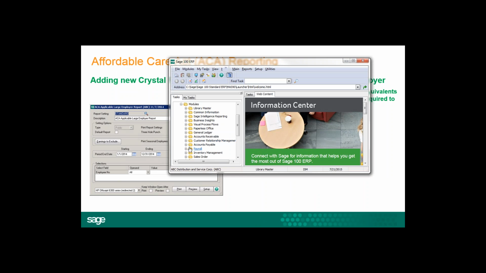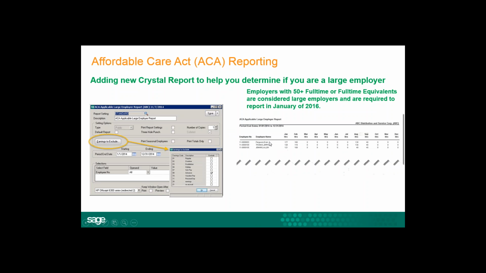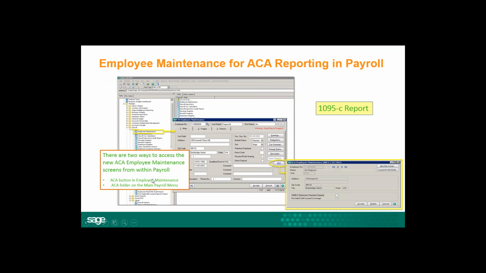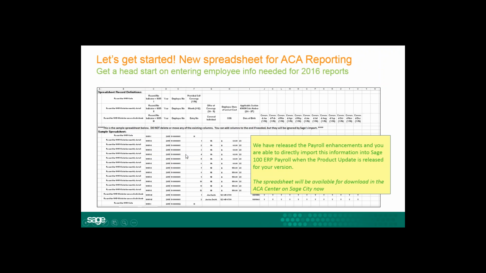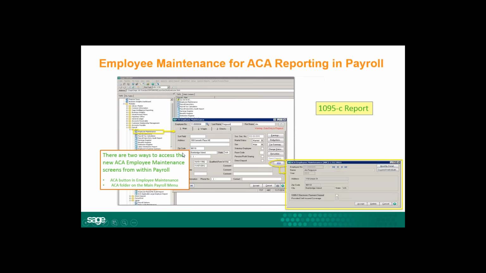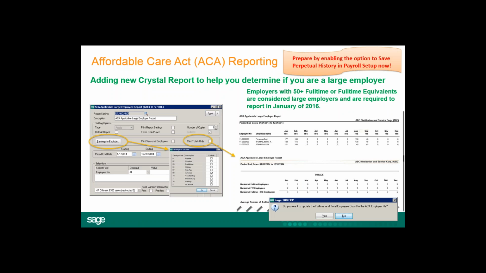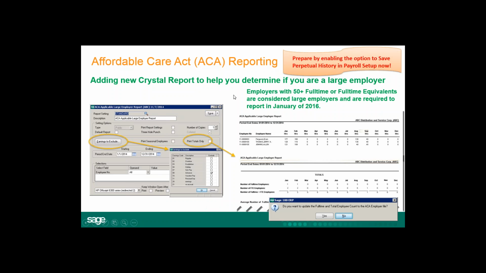So in Sage, underneath Payroll, it looks like I don't have mine, so it means I haven't installed my service update. Not good. There is a new menu in the system called ACA. Let me see if one of these screens will show it to me. It's not showing me, so we'll go back. Sorry, I apologize. Anyway, Sage has a new menu in Payroll called ACA, and underneath there is where you will find your reporting, and the ability to access the ACA employee maintenance in the system and see all that information.